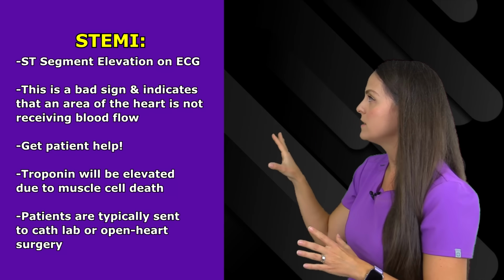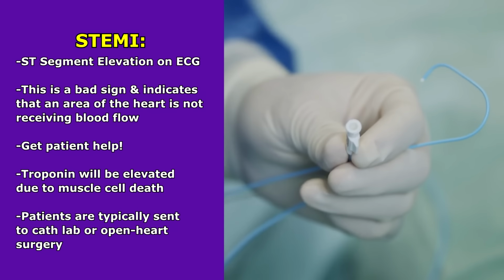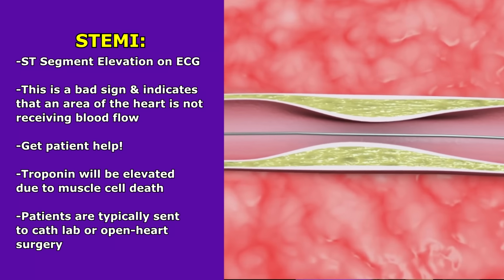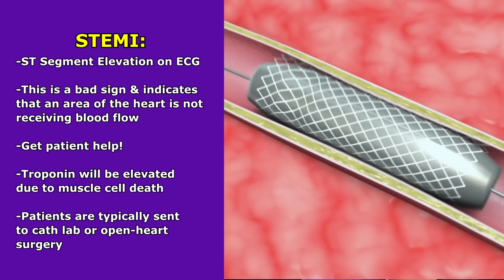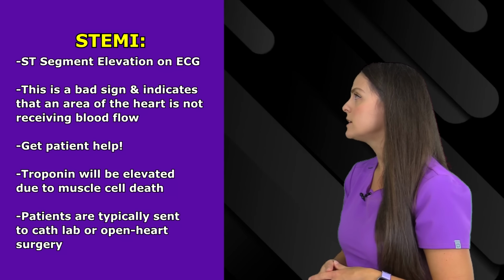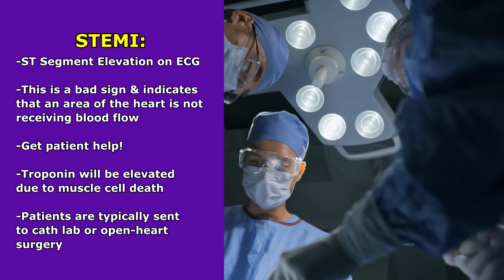So to help with this, what we can do is get them to the cath lab immediately. They can hopefully go in there, if the patient's a candidate, put in a stent, open up blood flow to the heart and reperfuse that muscle. Or if it's a really bad severe case, they can go and get open heart surgery.